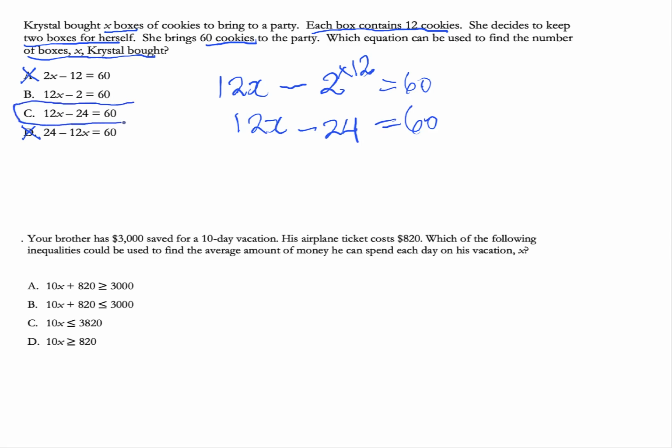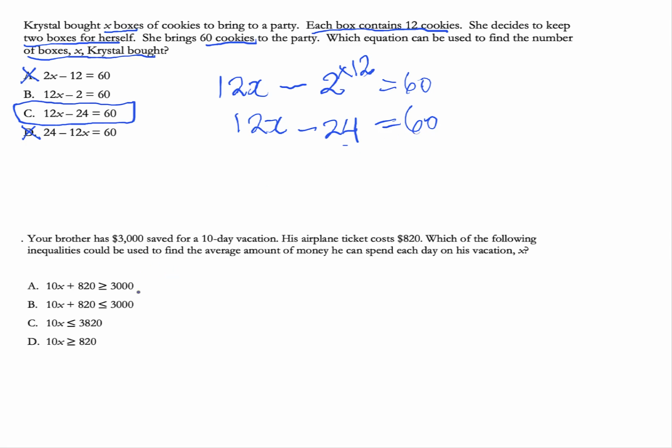Answer is C. Many of my students choose B as the answer, and I have to remind them that the units in the equation must be the same. You can't have cookies, boxes, and cookies. You have to have cookies, cookies, cookies.